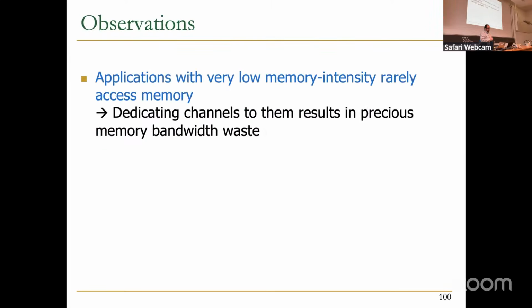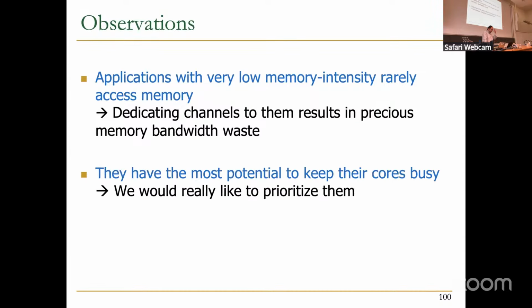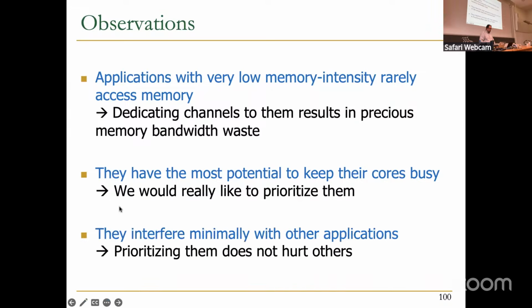Our observation is that applications with very low memory intensity rarely access memory. So dedicating channels to them wastes precious memory bandwidth. I already talked about that, right? You have channel partitioning, but if a channel is allocated to an application which has low memory intensity, then that channel is going to be heavily underutilized. Also, these applications have the most potential to keep their cores busy, so we would really like to prioritize them. And they interfere minimally with other applications.